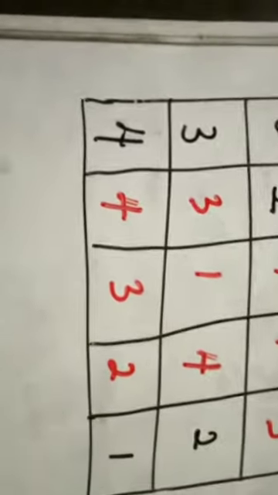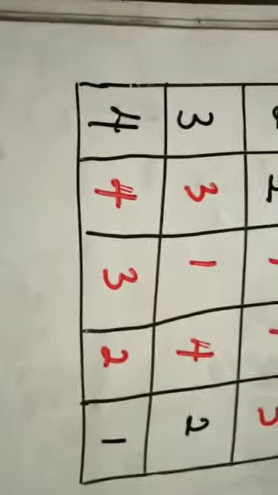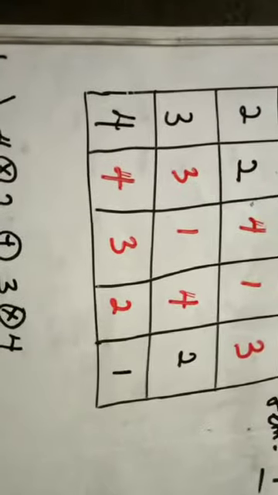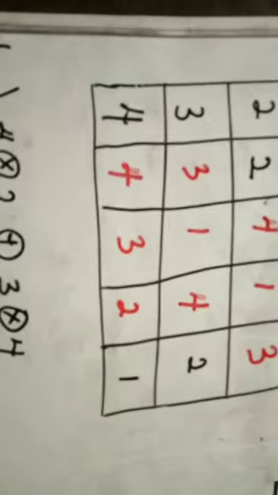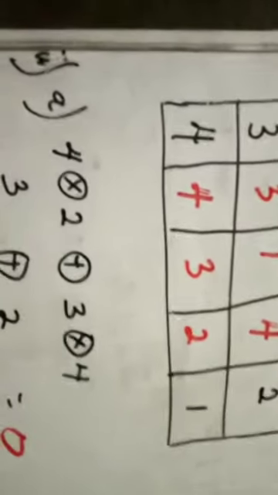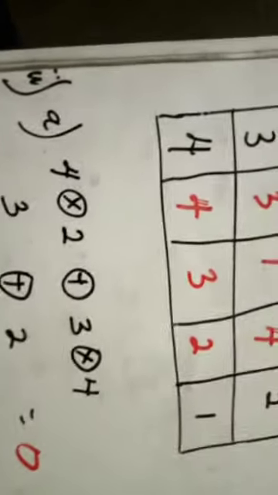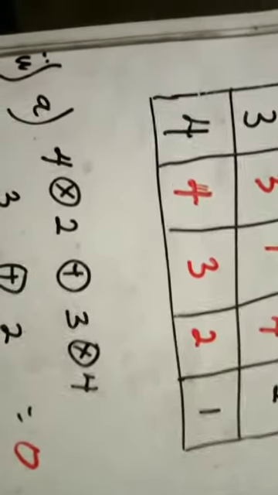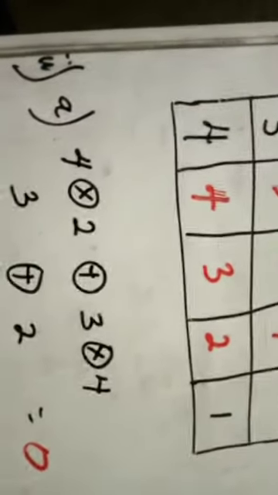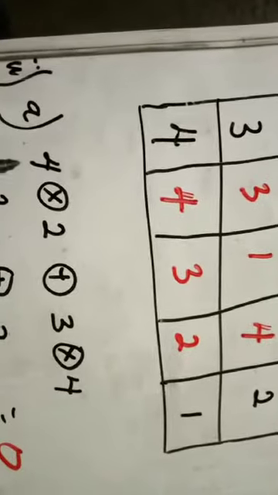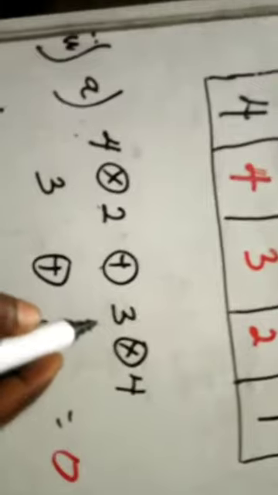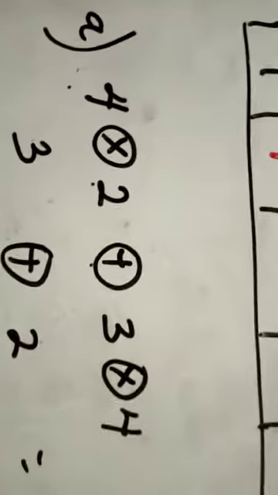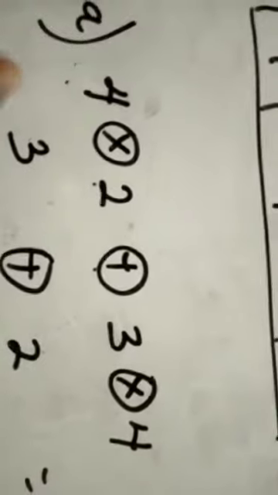So they say use the table to find. Is that okay? They say you should use the table. They are not asking you to use your own head. They say use your table to find. To find what? So this is the question. We are going to use the table that we already have to find. What are they asking you to find? They say you should find 4 times 2 plus 3 times 4. Is that okay? They say you should use our table to find this.